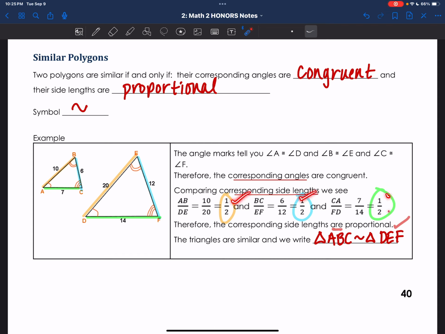So since all three side lengths are proportional, they all simplify to the same ratio. Therefore, the triangles are similar. And your similarity statement is triangle ABC is similar to triangle DEF.